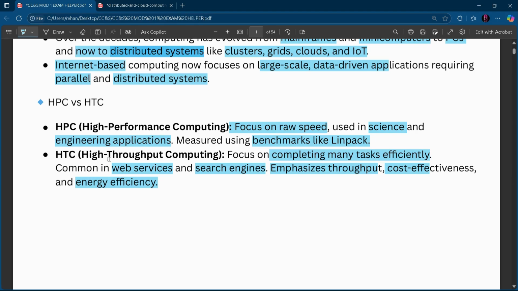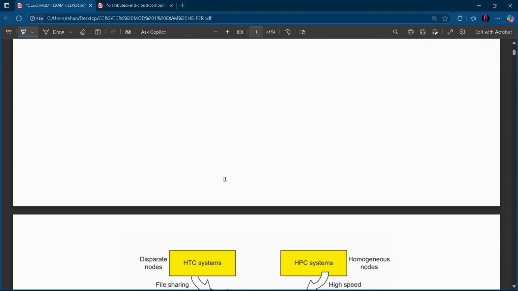While coming to HTC, they are commonly used in the most common applications which you use in daily life, like web services and search engines such as Google, Safari, all those things. They emphasize throughput, cost effectiveness, and energy efficiency. From the name itself, we can understand throughput. So they emphasize throughput, cost effectiveness, which reduces the cost compared to other platforms, and then energy efficiency.